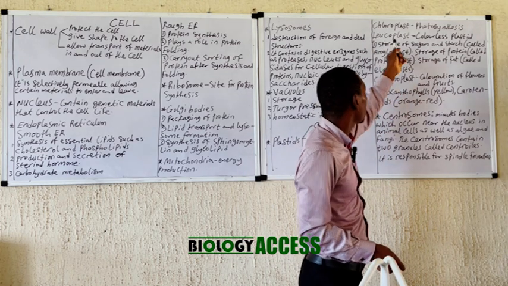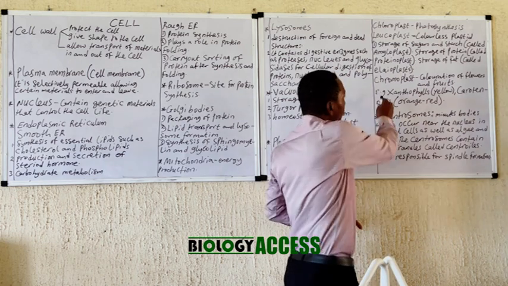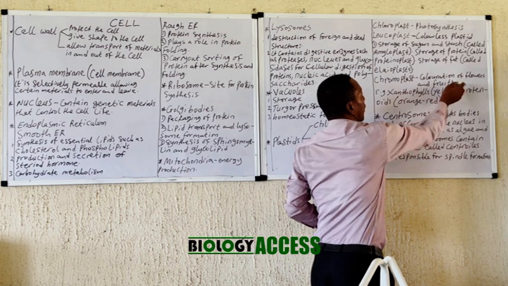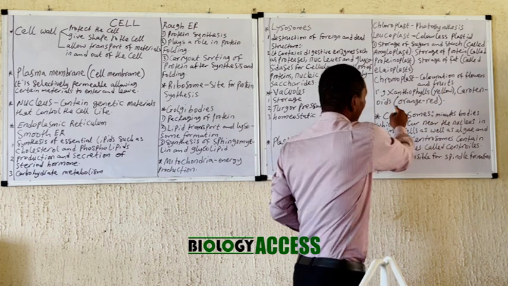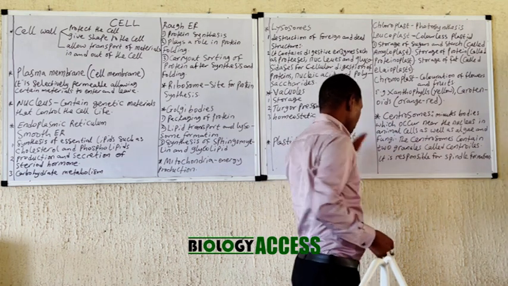So basically, the leucoplast actually carries out a storage function. Alright, while you have the chromoplast, which is responsible for coloration of flowers and fruits. We have the xanthophyll, yellow; carotene, orange-red color.